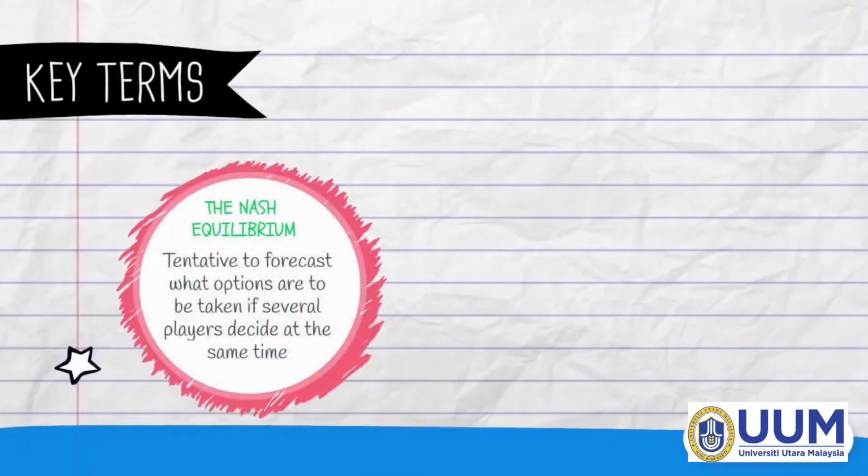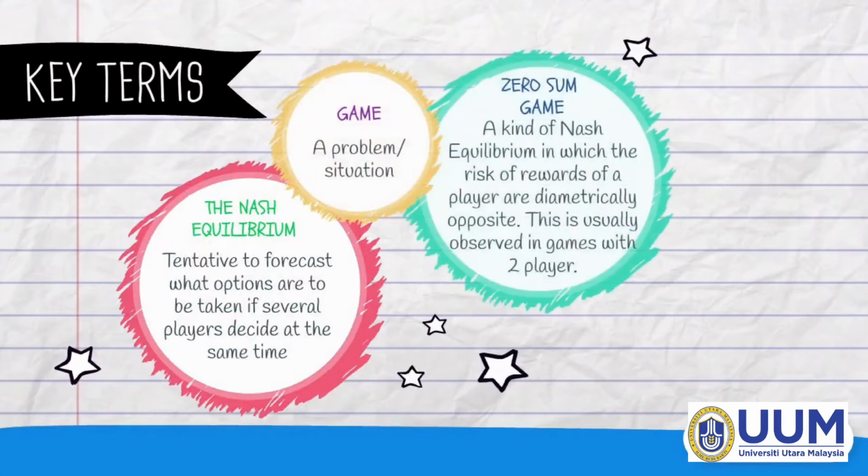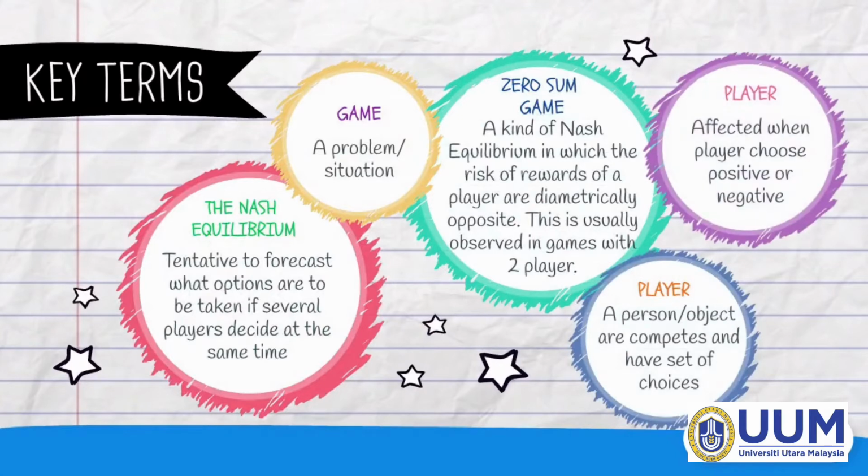Five key terms for game theory. First is the Nash equilibrium, which attempts to forecast what options are to be taken if several players decide at the same time. Second is game, a problem or solution. Third is zero-sum game, a kind of Nash equilibrium in which the risk and reward of a player are diametrically opposite. This is usually observed in games with two players. Fourth is a player, a person or object that is a competitor and has a set of choices. And lastly is payoff, affected when a player chooses positive or negative.